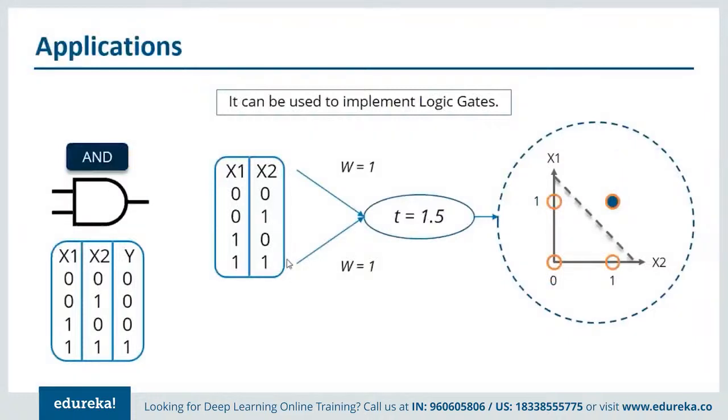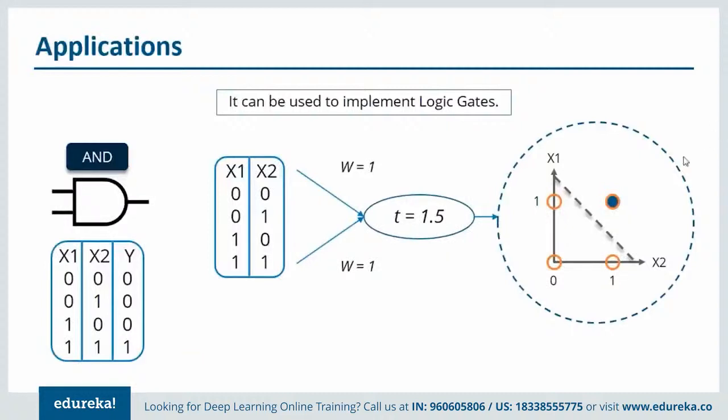Similarly, when I talk about the AND gate, there's a difference in the truth table. In the AND gate, we need to make sure that both of our inputs are high in order to get a high output. If any of the inputs is low, we get a low output. That's the reason we choose an activation threshold of 1.5, which means that if our output is above 1.5, only then will our neuron fire and we'll get 1 here. And there is only one case, that is when both the inputs are high.